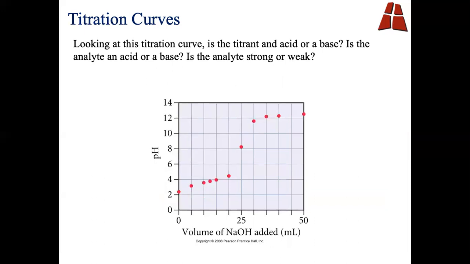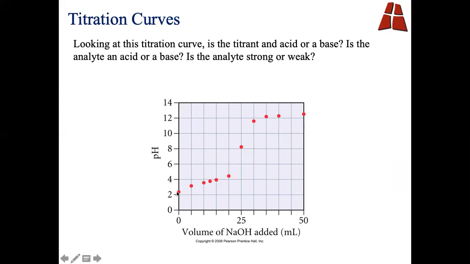So take a look at this titration curve and same question. So is the titrant an acid or a base? Is the analyte an acid or a base? And then is the analyte strong or weak? So looking at this, we should be able to figure out that our titrant, again, is NaOH, volume of NaOH added. That means that our analyte is going to be an acid.